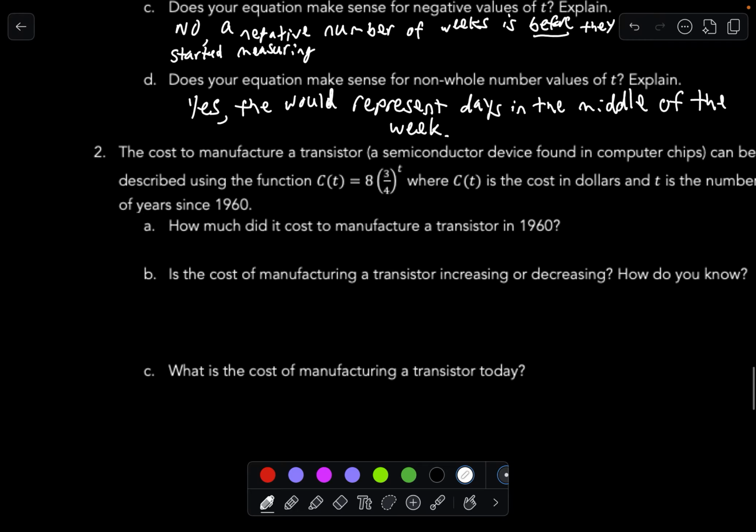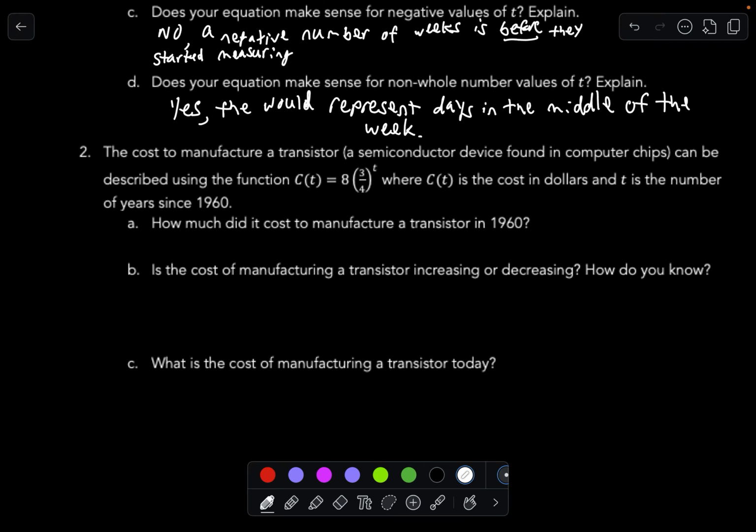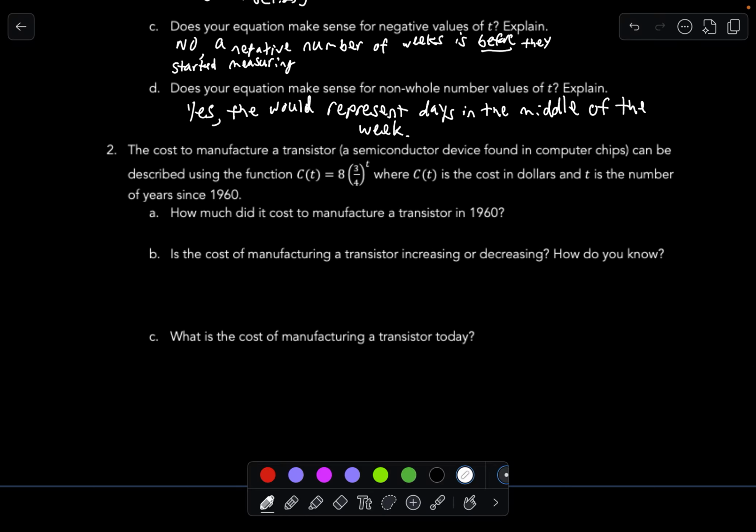The next problem. The cost to manufacture a semiconductor device found in computer chips can be described using the function C of t equals 8 times 3/4 to the t power, where C of t is the cost. Always know what your variables mean. It's a cost in dollars, and t is the number of years since 1960. How much did it cost to manufacture a transistor in 1960?